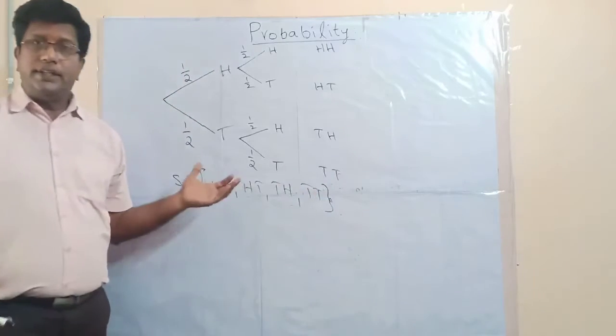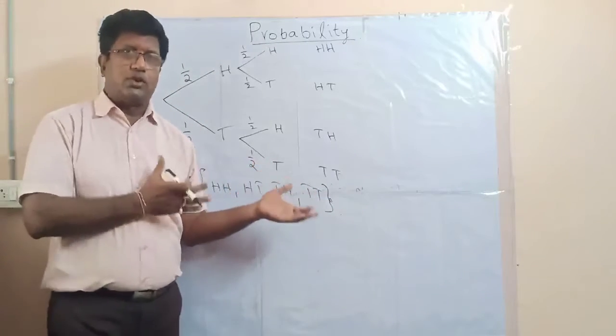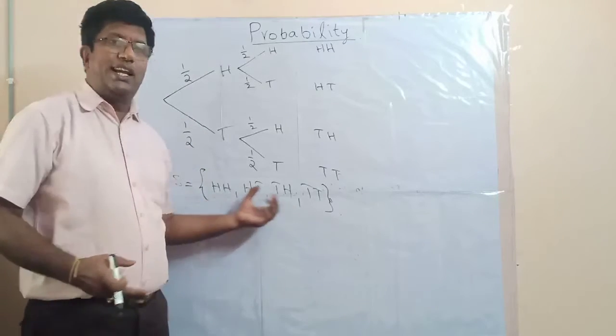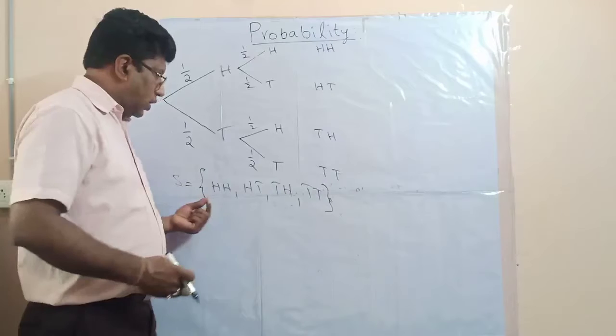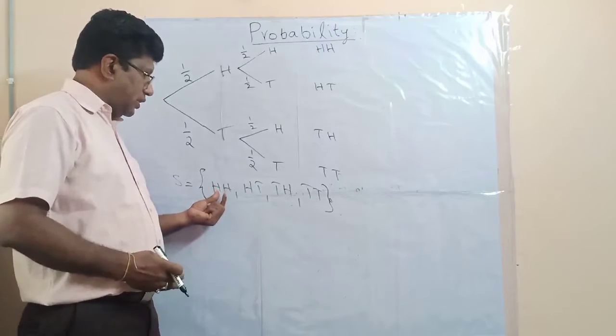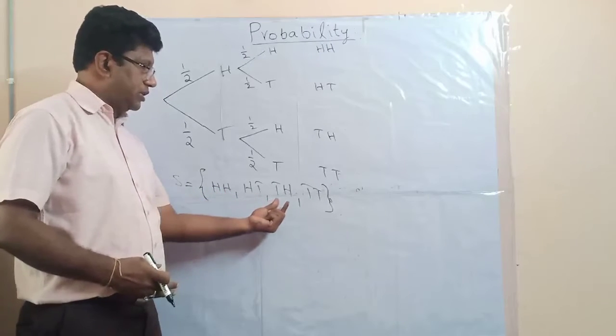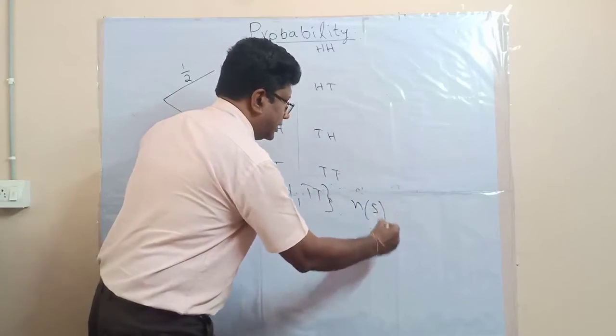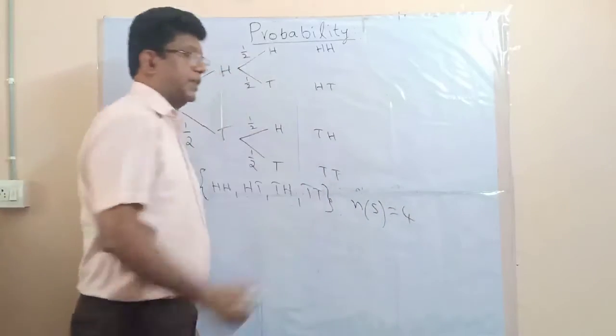Now we have questions based on this. What is the probability of getting any event? Before going to that, how many events do we have in this? 1, 2, 3, and 4. So n of S is equal to 4.